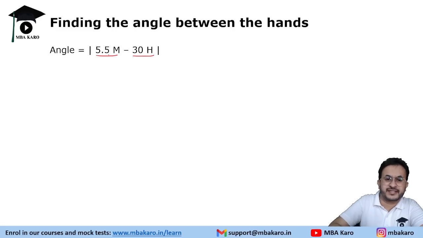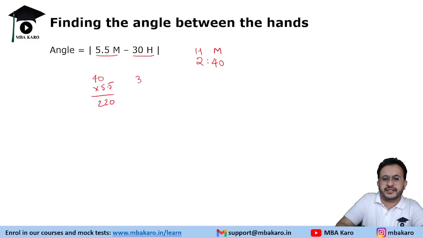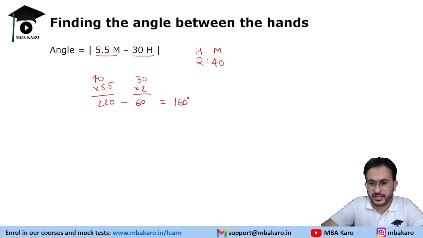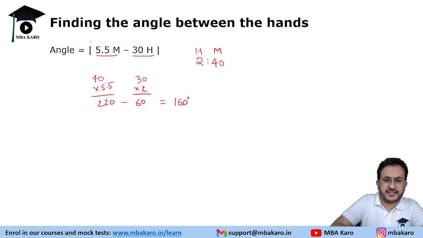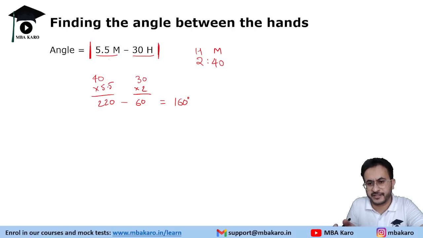Now how to apply this: let us say we have 2:40. Suppose the time is 2:40. So this is minute, this is hour. So 5.5 into 40 is 220 and 30 into 2 is 60. Now the answer is 160 degrees. Now you must be wondering why this sign has been put. This is the sign of modulus, which means we need to take the difference.